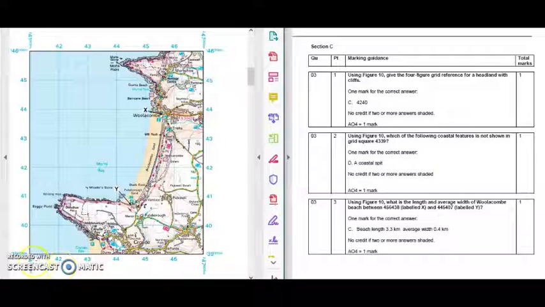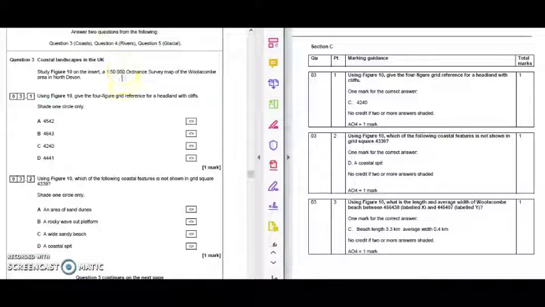So let's just double check. We go across first, 4240, which is that part there, which represents that grid square, which is obviously the headland.